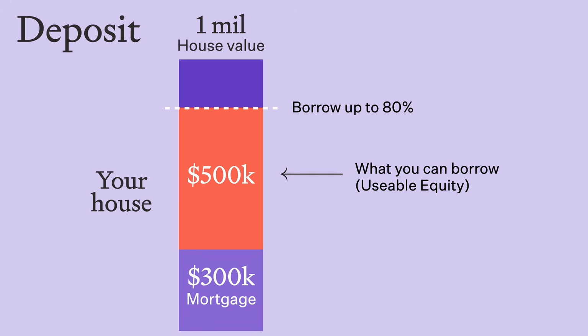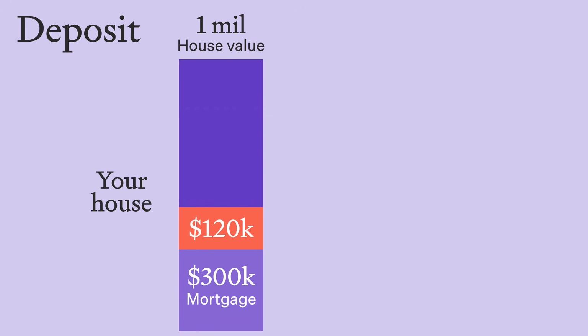Now, in practice, you could use that 500K for anything. You could borrow 100 grand and go and buy a boat. You could borrow 6 grand and go and buy an e-bike. But here's the magic when it comes to property investment. You could borrow $120,000 against this house as the deposit for an investment property.